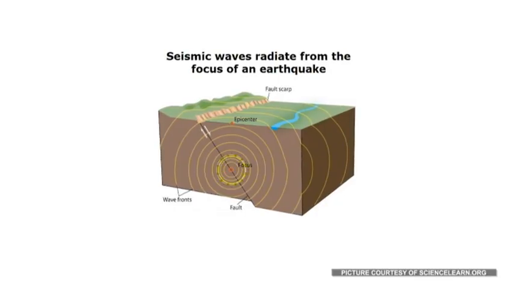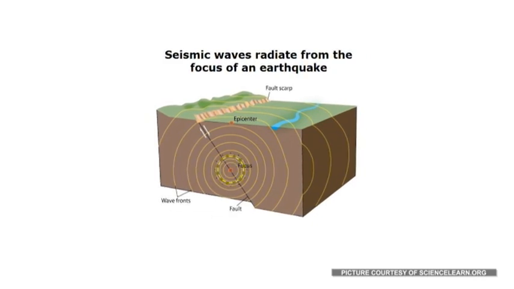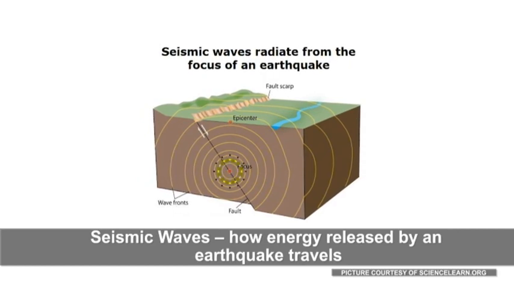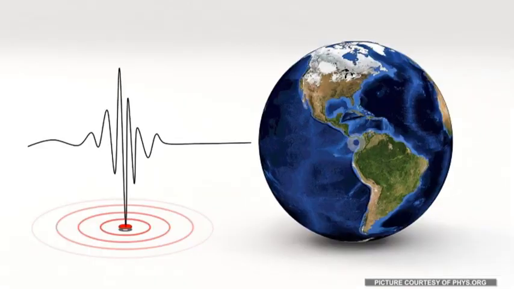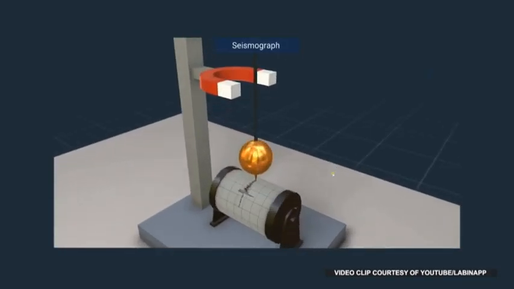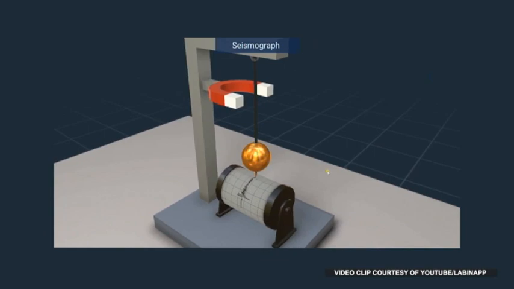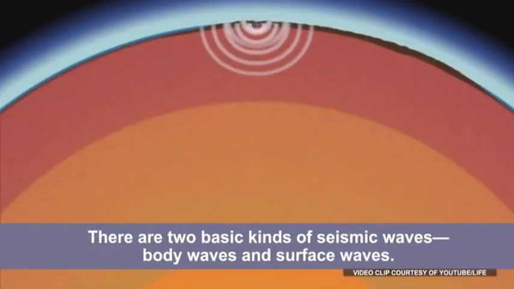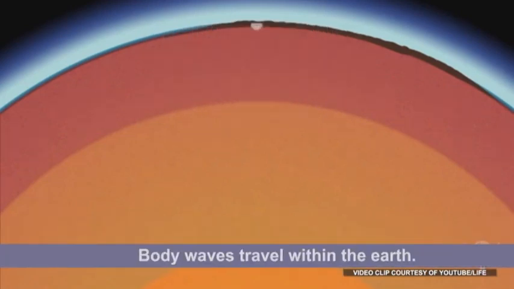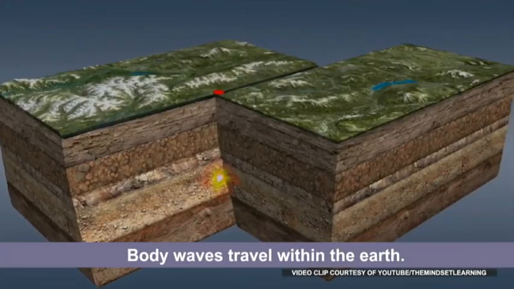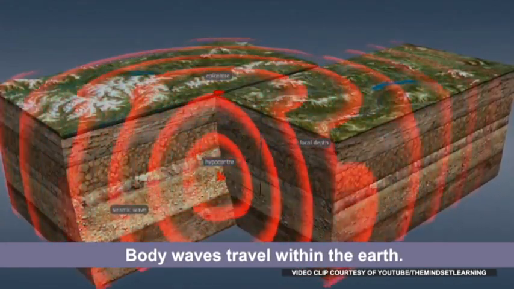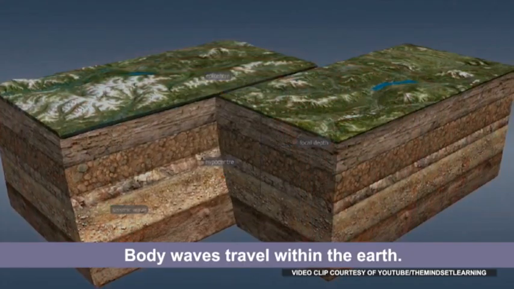When an earthquake occurs, it pumps seismic waves into the surrounding rock. Seismic waves are the form in which energy released by the earthquake travels. These waves can travel all around the world and can be measured by an instrument called a seismograph. There are two basic kinds of seismic waves: body waves and surface waves. Body waves travel within the Earth. They travel outward in all directions from the focus, the particular spot where the fault began to break.